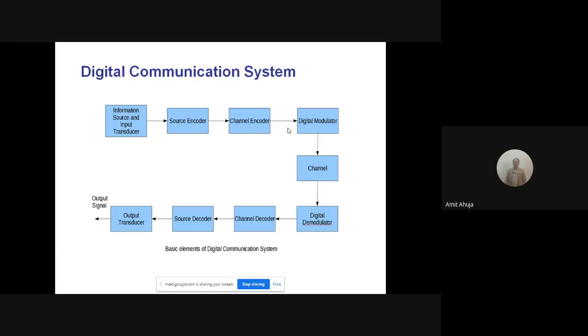Source encoders can be classified as pulse code modulation, for example. You might have heard of this thing, PCM. We used to use it in ISDN networks previously in communication systems. In wired communication, we used to have ISDN, integrated services digital network, in which we had a maximum data rate of 64 kbps. So that is one of the A to D conversion techniques, PCM. Another technique is vocoders.